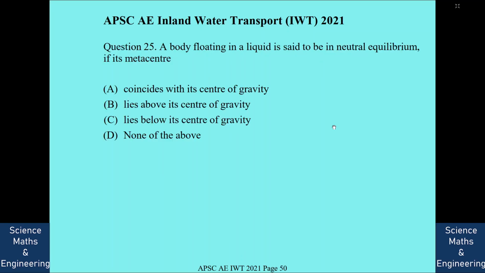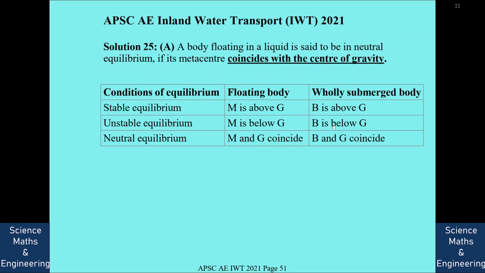Next, a body floating in a liquid is said to be in neutral equilibrium if its metacenter A, coincides with its center of gravity, B, lies above its center of gravity, C, lies below its center of gravity, or D, none of the above. So the answer is, a body floating in a liquid is said to be in neutral equilibrium if its metacenter coincides with the center of gravity. Now these are the conditions for stable equilibrium, unstable equilibrium and neutral equilibrium, when the body is floating or fully submerged. So our body is floating here and it is in neutral equilibrium, so our metacenter and the center of gravity coincide.